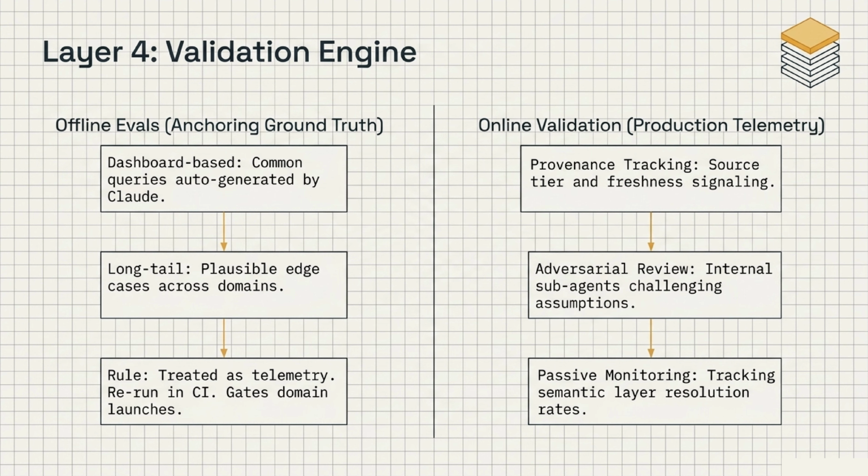For online validation, we rely on production telemetry, provenance tracking to signal data freshness, adversarial review to challenge assumptions, and passive monitoring to track our semantic layer resolution rates.